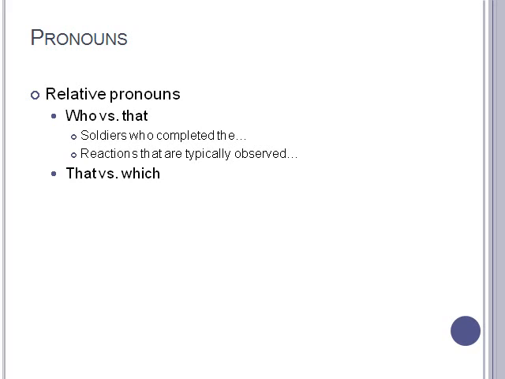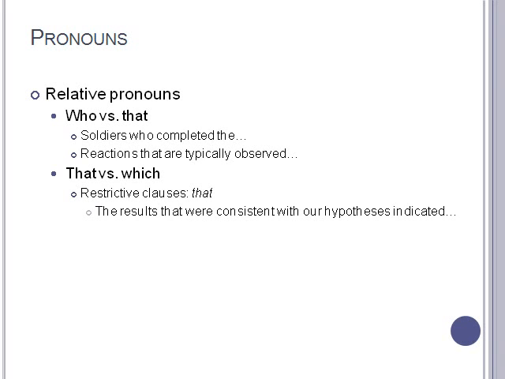Another decision is that versus which. And here's where it gets slightly more complicated. That phrases are for restrictive clauses, where the pronoun refers to specific components of some group. It's clearer with an example, I think. So: the results that were consistent with our hypothesis indicated something. In this case, the results that, not which, were consistent. That indicates that only some of the results were consistent with the hypothesis. So we're talking about some restricted part of the results, not all the results, but just some of them. When we're talking about just some of the results, it's that.